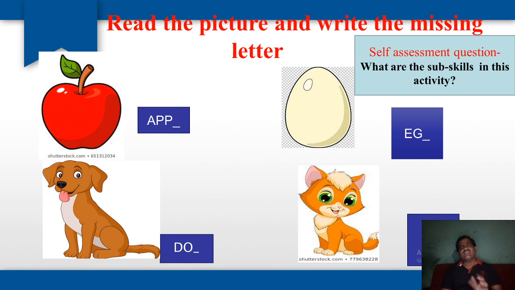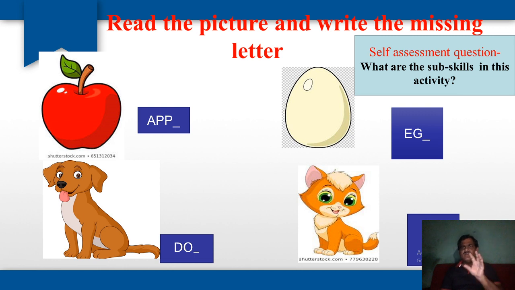In this activity, the instruction given is: read the picture and write the missing letter. Pictures are there, so reading also helps here. The picture reading helps, they associate the word, and they have to write the missing alphabet. For example, a picture of an apple is here, and the spelling is app dash. They have to write it here. Such types of activities, you can also give more words to your learners.